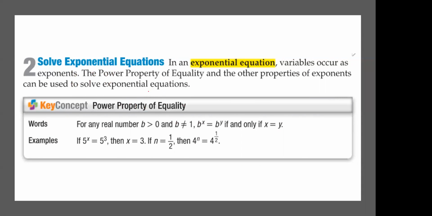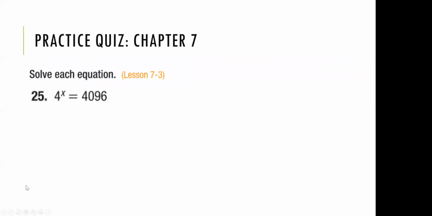So basically what that is saying is, if you can get your bases the same, then your exponents are going to be equal to each other, and then you can solve for the variable within your exponents. Okay? So here, since both of these had a base of 5, we could set x equal to 3. Okay? All right, so let's take a look at one of these.